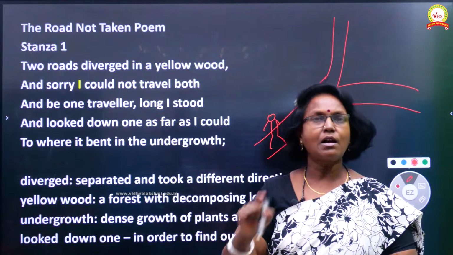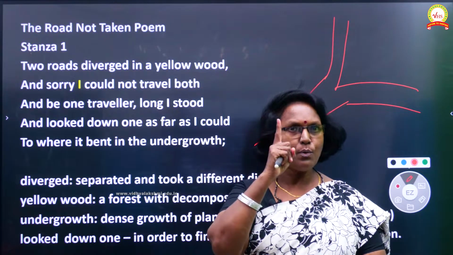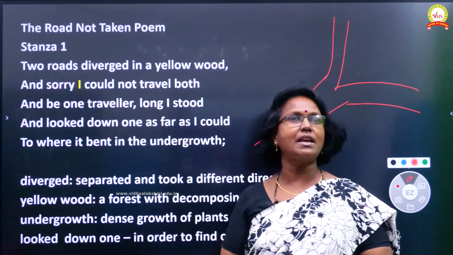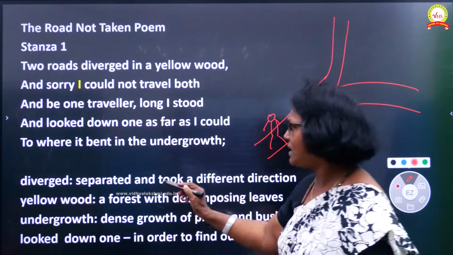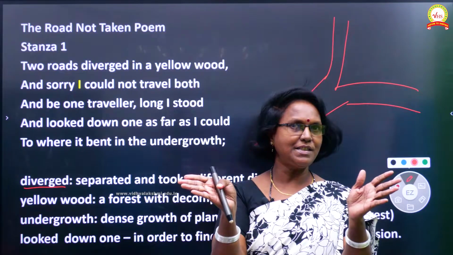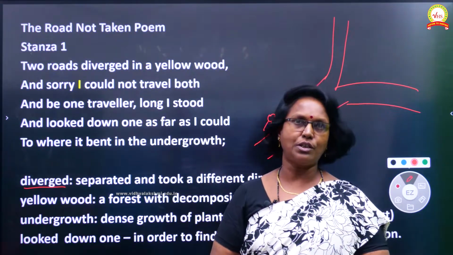So here, how many people are there? There aren't many, there's only one. One person, and he is the poet, and he has to take a decision. And that's the reason why we have here the word diverged. When there are choices, you ought to make a decision as to what you're going to do.